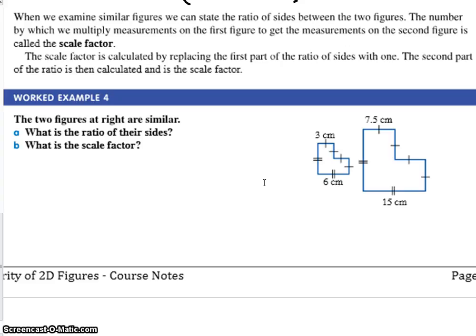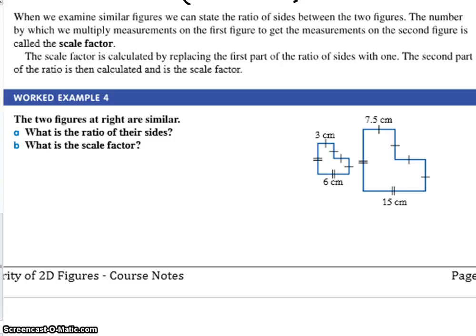Because it says the two figures are similar. They've already told you that they're similar. What does similarity mean? It means all corresponding sides are in the same ratio. Which means we only need to use 1 set of corresponding sides, because they've already told us they're similar. We don't have to prove that. Does that make sense? So all we'll do is pick 1 pair of corresponding sides.